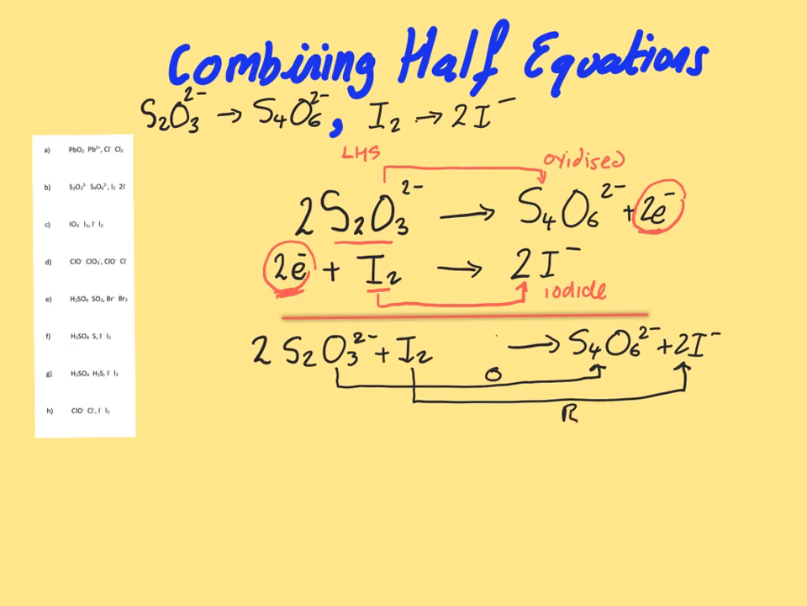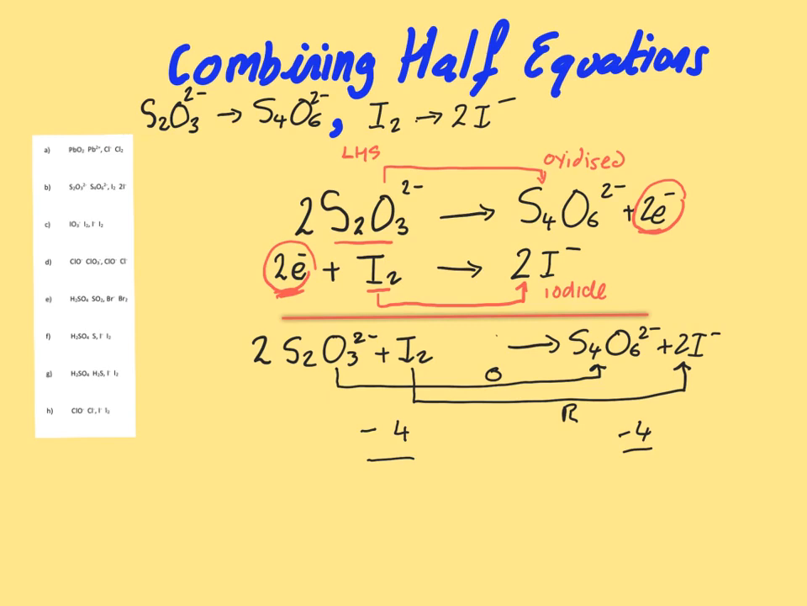We can check the charges to check it's balanced also. On this side, the overall charge is 2 times minus 2, so the overall charge on this side is minus 4. On this side, we have minus 2, and 2 times minus 1, which is a charge of minus 4. It's balanced for atoms and it's balanced for charge.